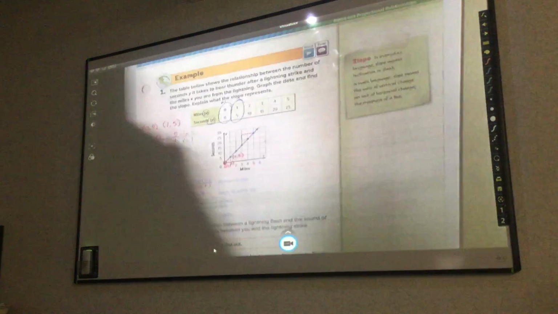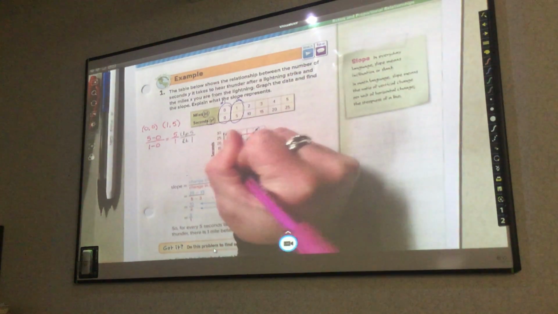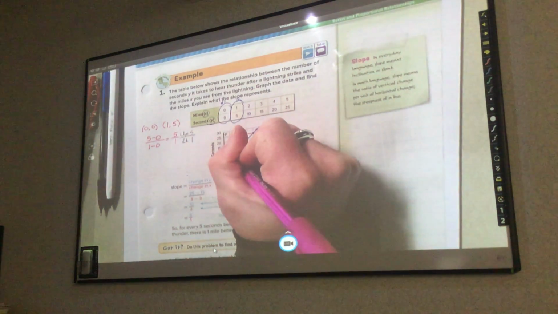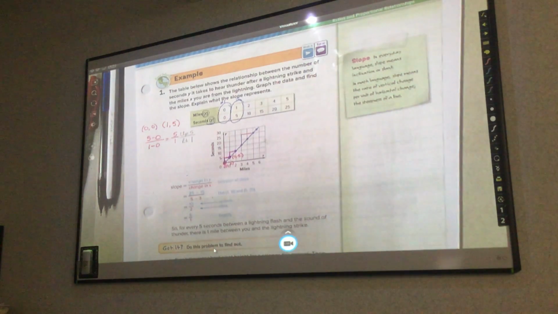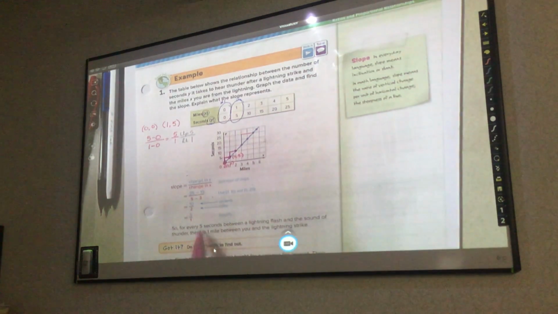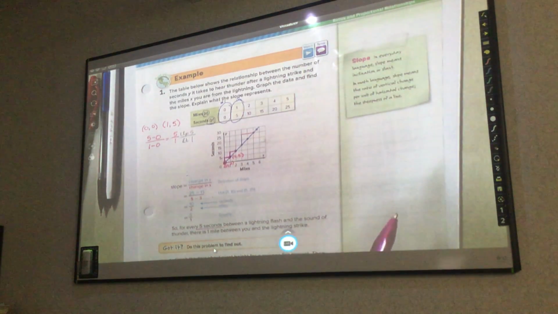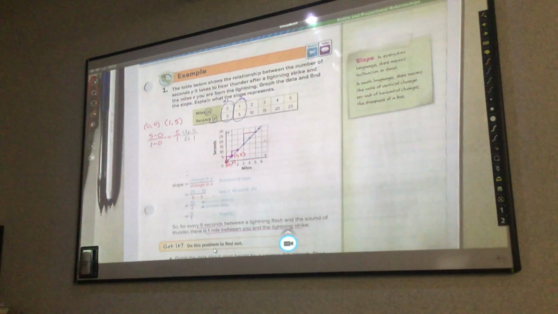And let's look at this chart. I went up 5, right 1. There's my next point. Up 5, right 1. There's my next point. So you would say for every 5 seconds, there is 1 mile between you and the lightning strike. So for every 5 seconds between the lightning and the sound of thunder, it's a mile.